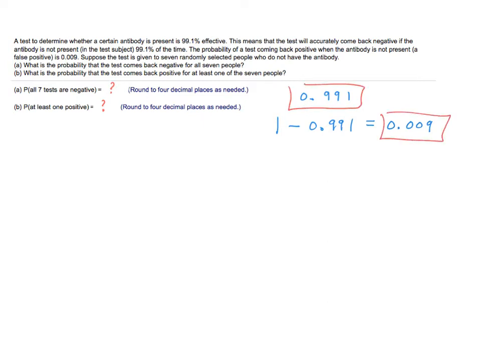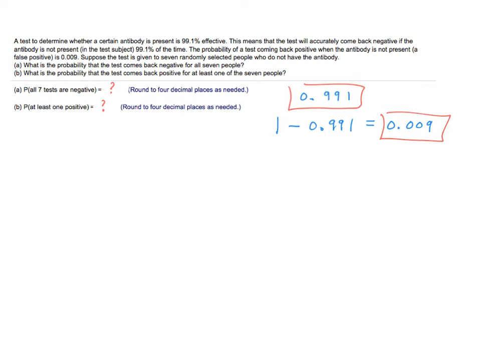Now continuing with the question, we're going to suppose the test is given to 7 randomly selected people who don't have the antibody. Part A asks, what is the probability that the test comes back negative for all 7 people? So here we are referring to this probability. Let's back up a little bit.